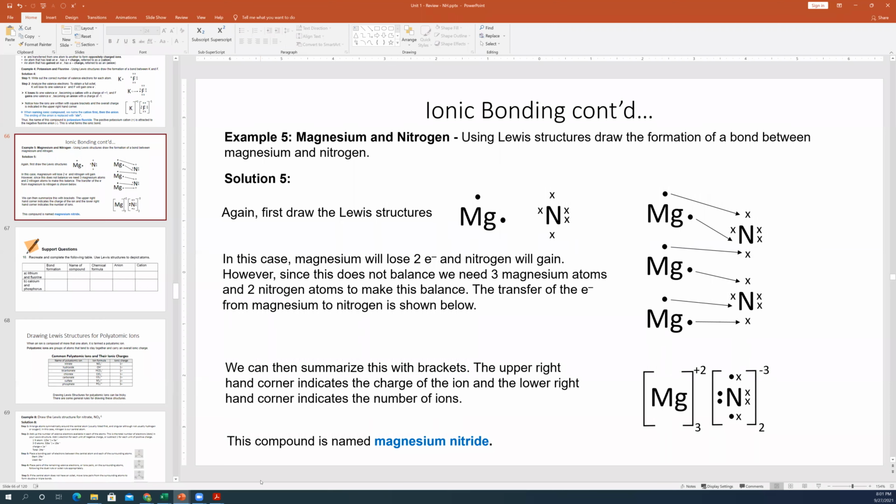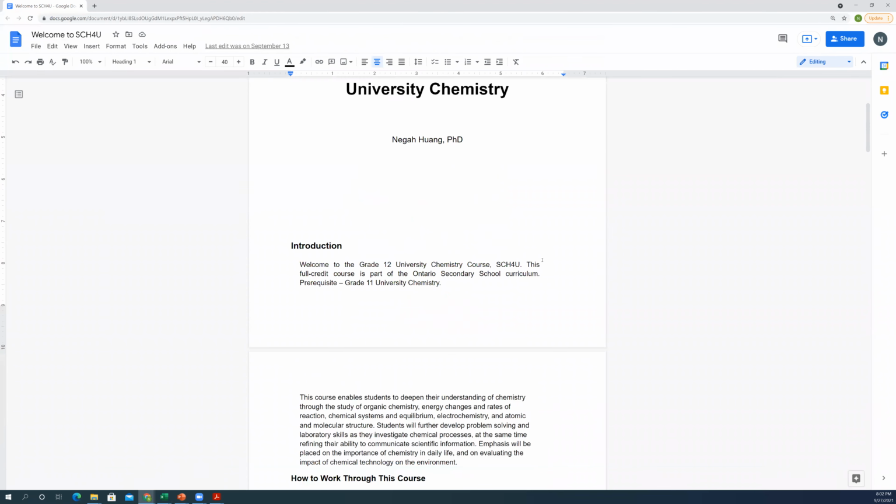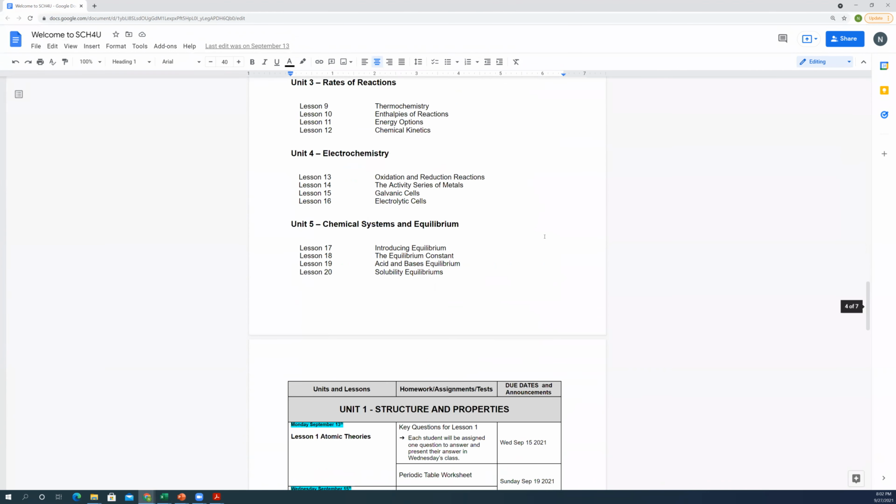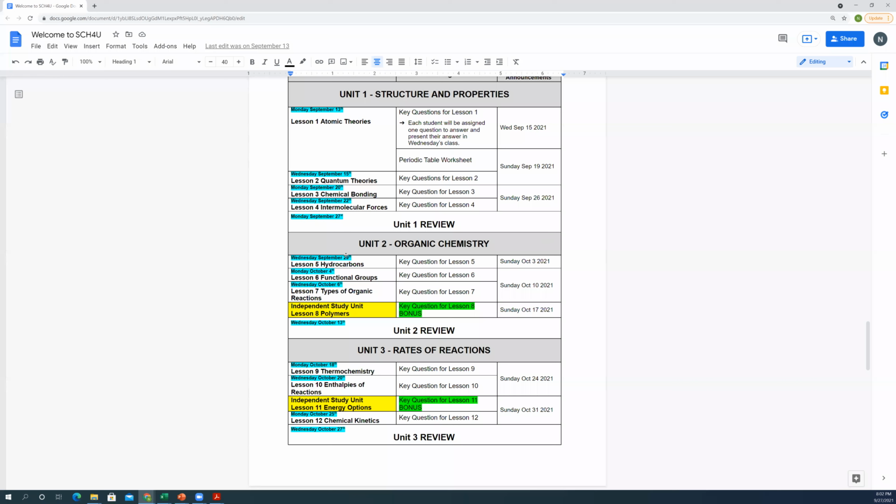The next unit we are going to be talking about is, let's see, there we go. So unit 2 starts Wednesday with lesson 5 on hydrocarbons. Then we're going to be talking about functional groups, types of organic reactions. And then I wanted to talk to you about lesson 8.